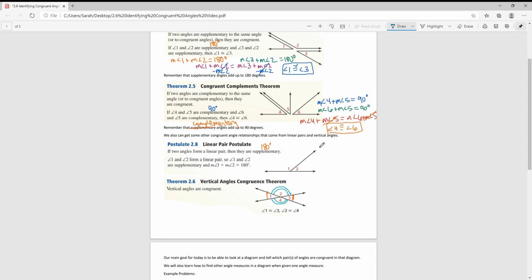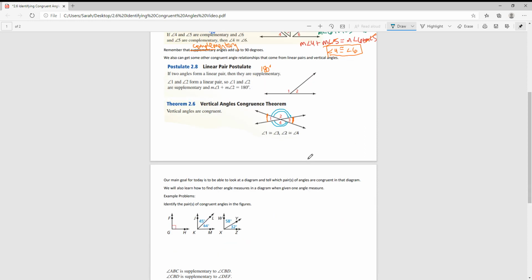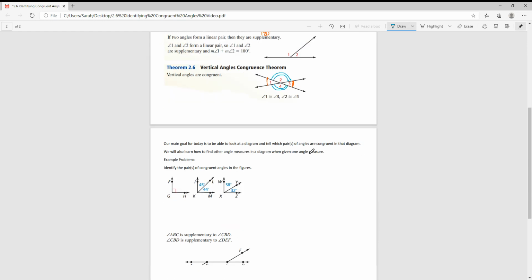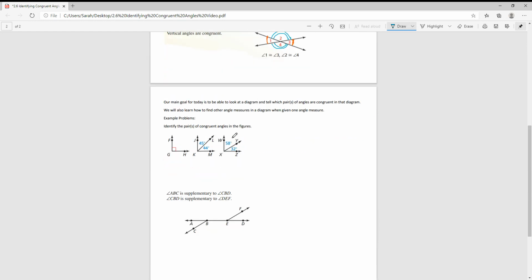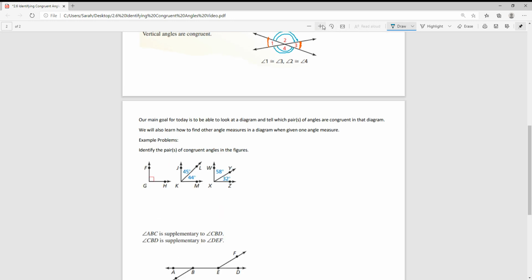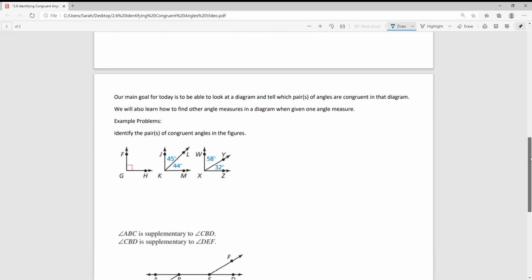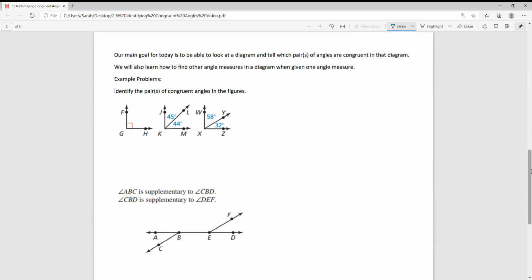What we actually want to do today is be able to look at a diagram and say which angles are congruent to each other in that diagram. We'll also be able to find missing angle measures if we're only given one. So in these first two examples, we want to say all of the pairs. I'm going to make this a little bit bigger so it's easier for me to write. Find all of the pairs of congruent angles in the picture. There might only be one pair of congruent angles. There might be multiple. So let's start with this one with these three at the top.